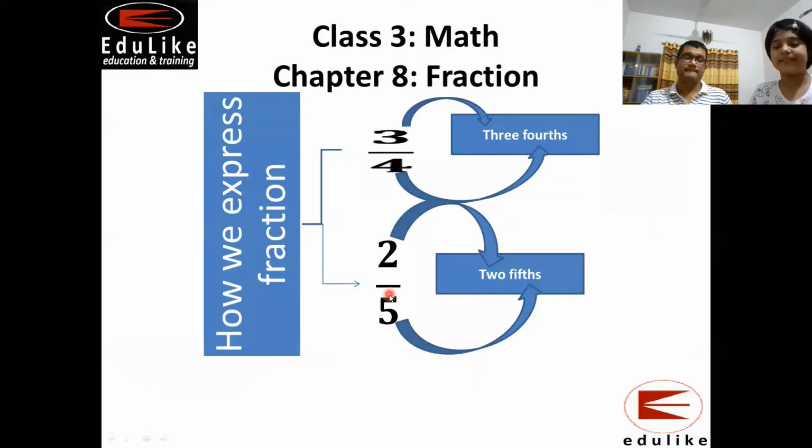How we express fraction? 3 by 4 is a fraction. It can be expressed as 3/4. 3 comes from numerator and 4 comes from denominator. Again, 2 by 5 is a fraction. It can be expressed as 2/5. 2 comes from numerator and 5 comes from denominator.